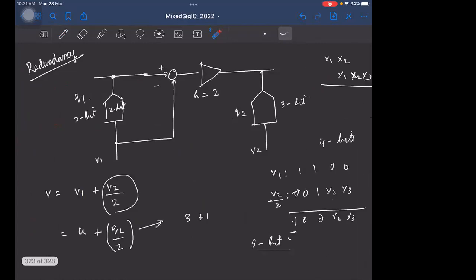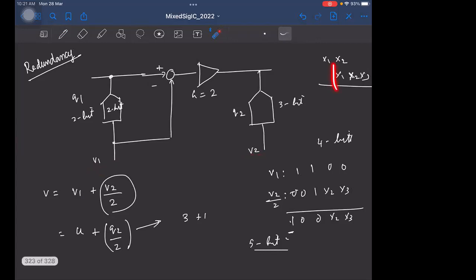So the gain we use here is 2. And we found that the overall resolution of this is only 4 bits, although in principle, with a 2 bit and a 3 bit ADC, we can get an ADC with a resolution of 5 bits. Okay. So again, when you combine the two ADC outputs, there will be 1 bit of overlap.